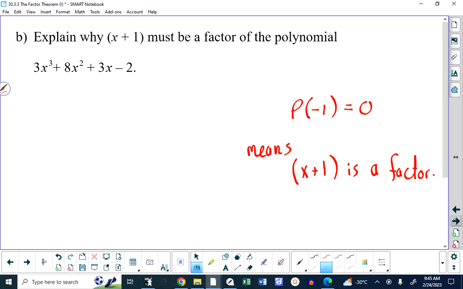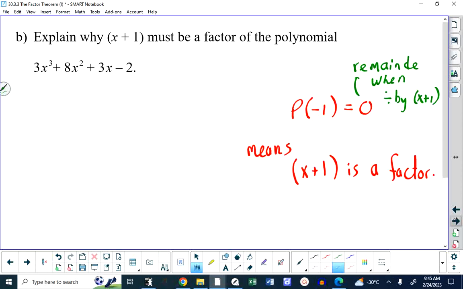Ariana. Right. P of -1, this is the remainder when you divide by x plus 1. Well, we talked extensively yesterday about the fact that, for example, 3 is a factor of 21 because when you divide 3 into 21, you don't get a remainder.